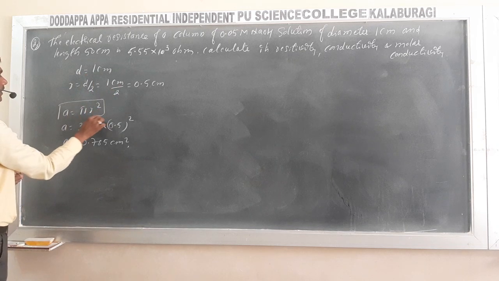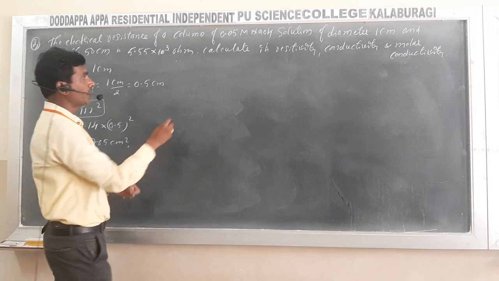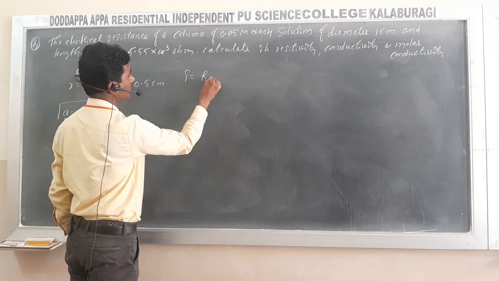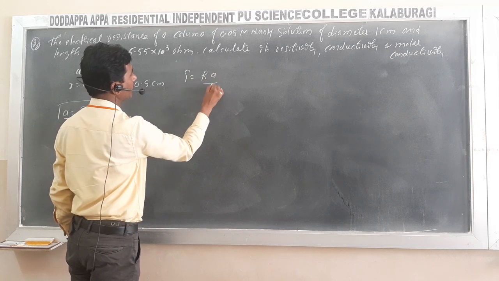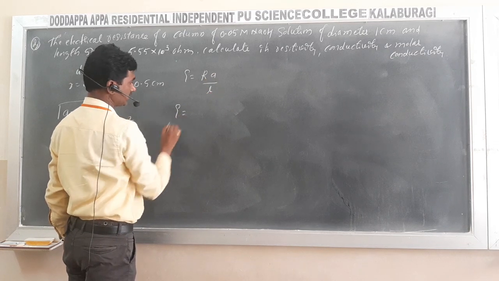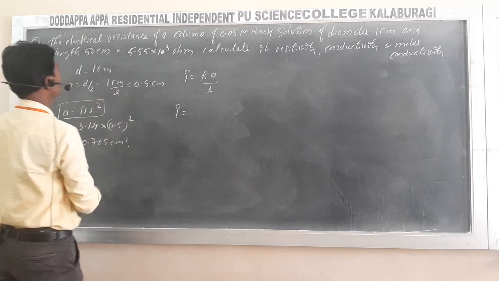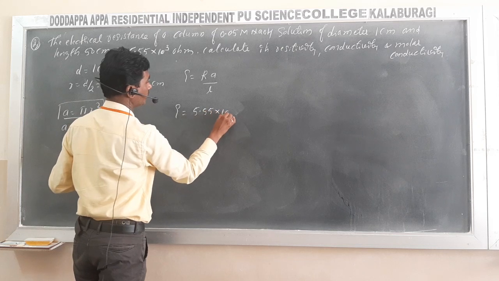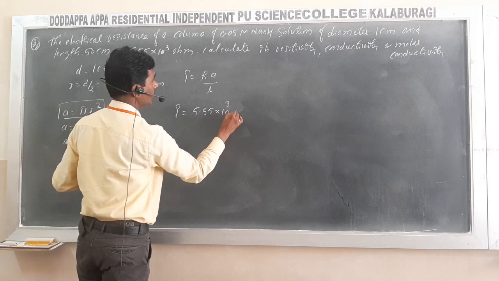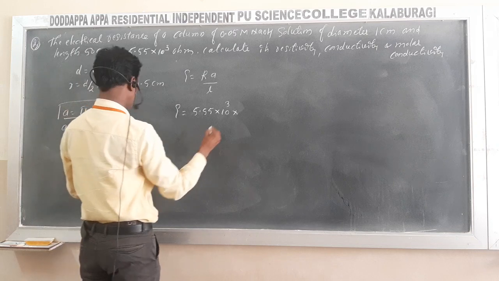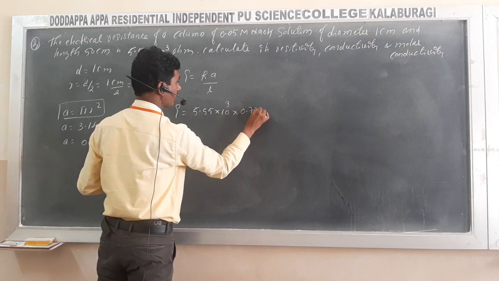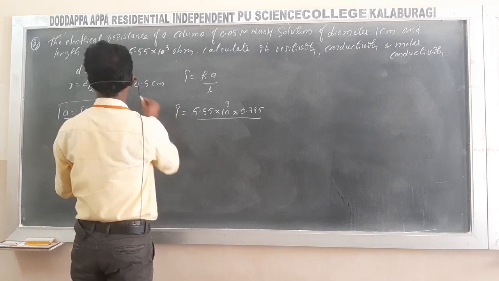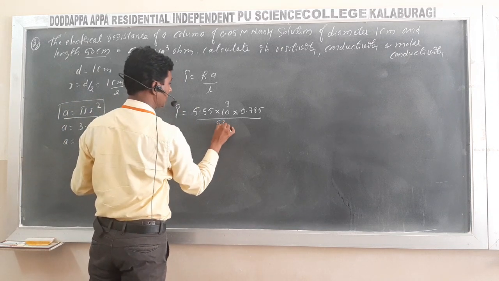So how to find out? Area. So now what you have to find out? Resistivity. What is the resistivity? Resistivity is equal to resistance into A divided by L. What is the resistance? Resistance is given. R is equal to 5.55 into 10 to the power of 3. What is the area? Area is 0.785. What is the length? Length is 50 centimeter.